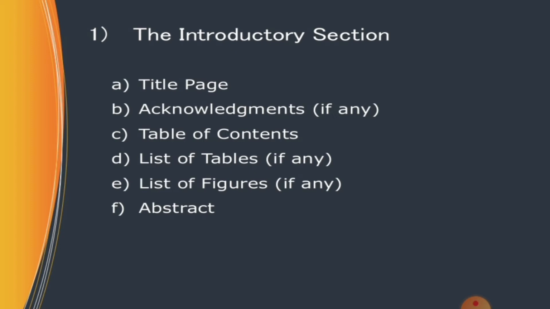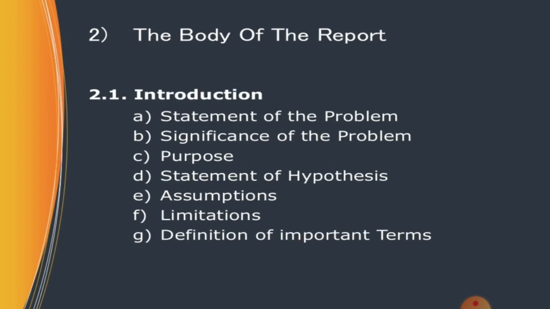Number 1, title page. What things are included in the introductory section? Number 1, title page, acknowledgements if any, table of content, list of tables if any, list of figures if any, abstract. The body of the report. Introduction, statement of the problem.